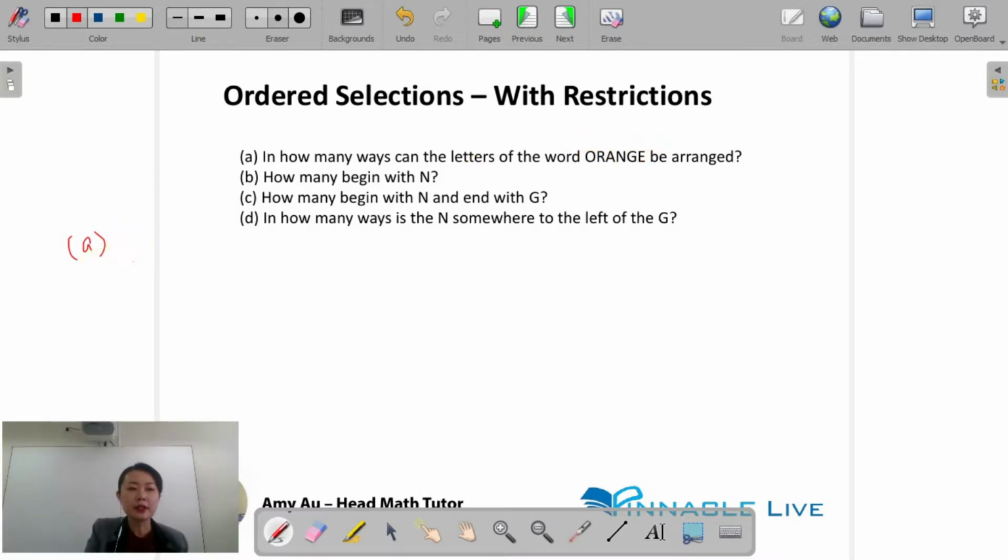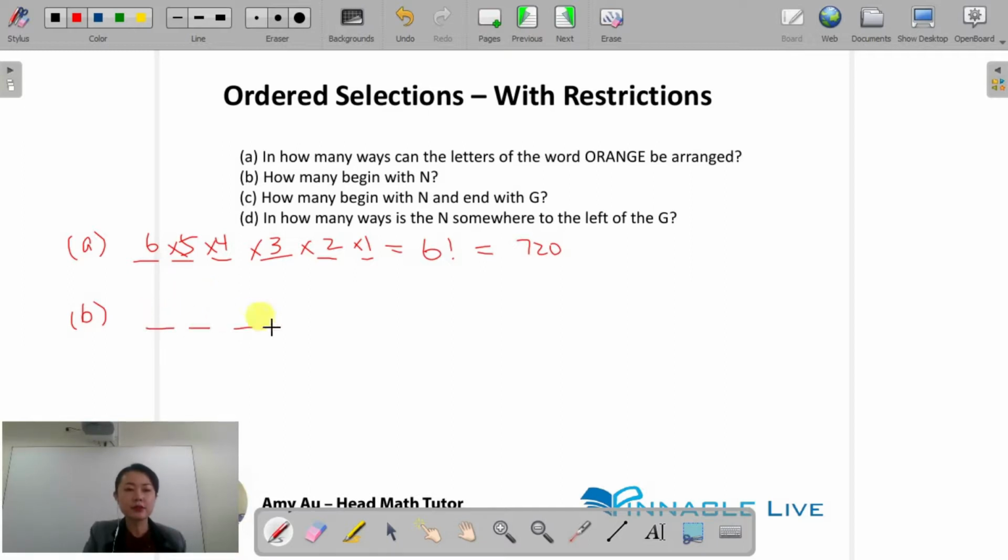So you can either draw out the dashes 1, 2, 3, 4, 5, 6, or just know 6 factorial because you're arranging all 6, right? 6, 5, 4, 3, 2, 1. All right, so 6 factorial, which is 720. Alright, so part B, how many begin with an N?